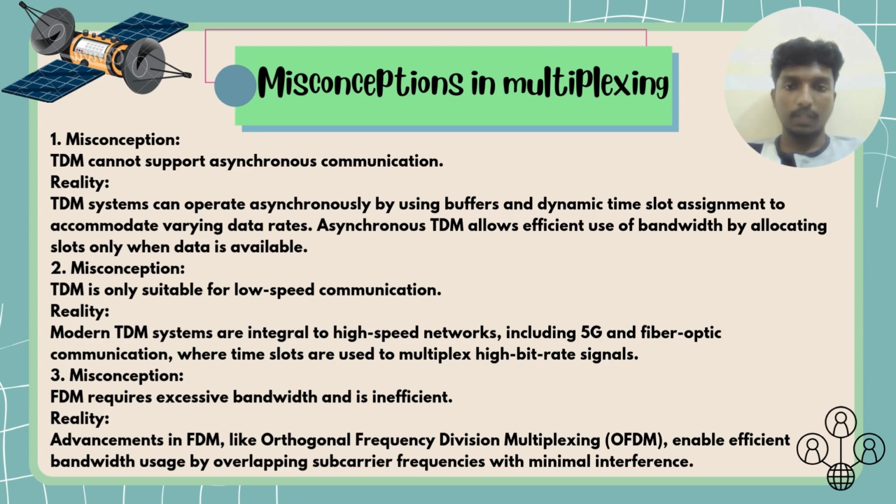The next one is that TDM is only suitable for low speed communication, which is also not true because modern TDM is integral to high speed networks, including 5G and other fiber optic communications, where time slots are used to multiplex high bitrate signals. And lastly, that FDM requires excessive bandwidth and is inefficient, which is also not true because of advancements in FDM, like orthogonal frequency division multiplexing (OFDM), which enables efficient bandwidth usage by overlapping subcarrier frequencies with minimal interference.